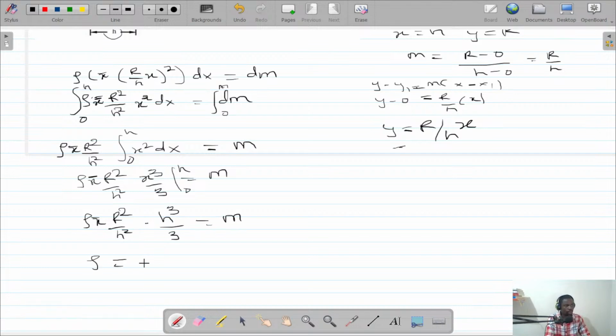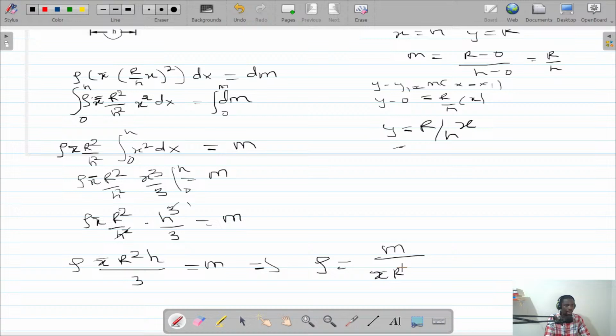So rho will be equal to, h power 2 cancels 2, it will be left with 1, so you have 3 multiplying. All right, let me put it well. So rho pi r squared h all over 3 will be equal to m. So from here we can say rho is equal to m over pi r squared h all over 3.